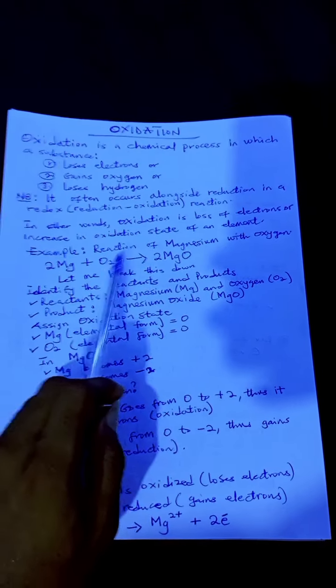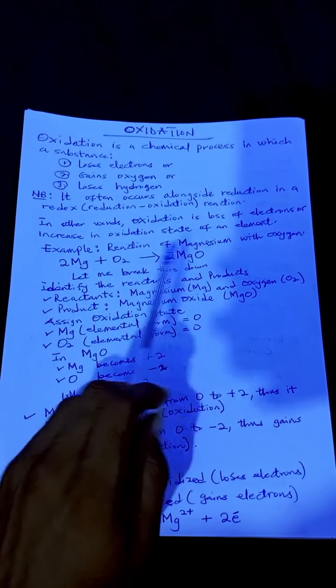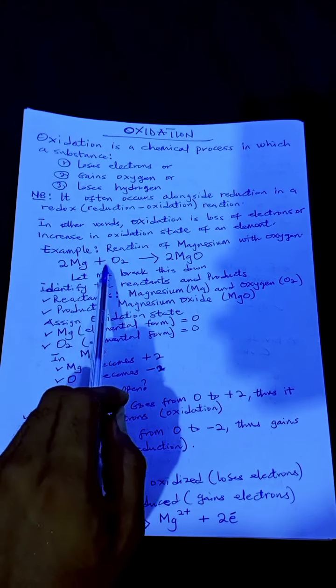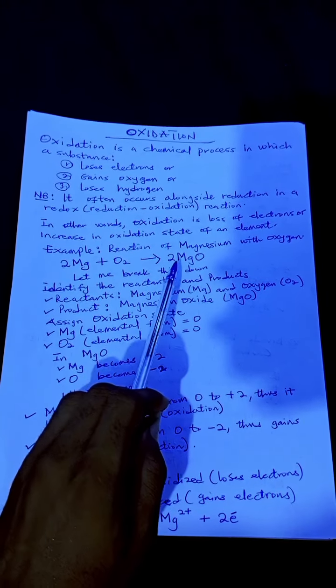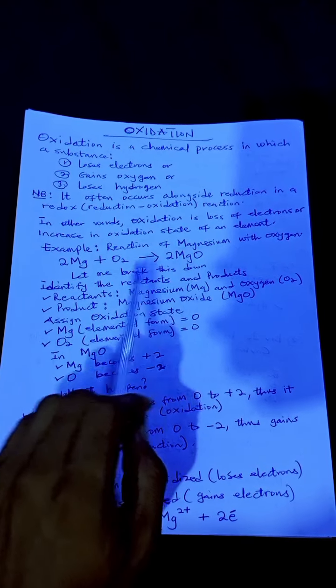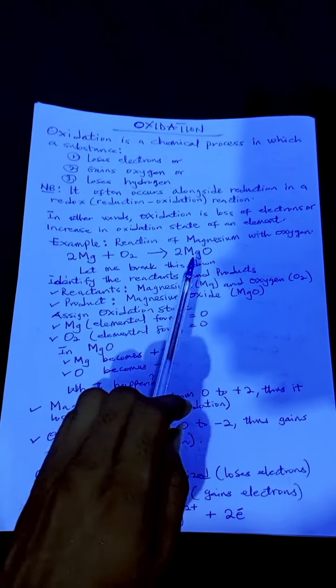Example, the reaction of magnesium with oxygen. So we have 2 magnesium plus oxygen, giving us 2 magnesium oxide. Let me break it down for you to understand.